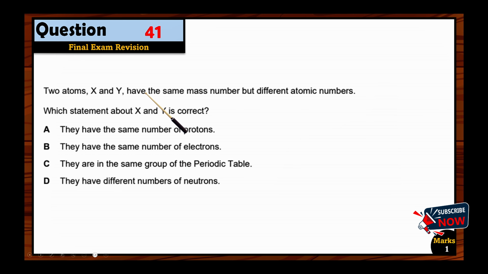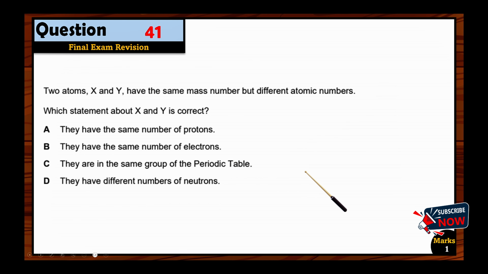Question 41. Two atoms X and Y have the same mass number, but different atomic number. Which statement about X and Y is correct? So now let's see, if they have different atomic numbers, it means they have different numbers of protons. So the first option is rejected. Second, they have the same number of electrons. That's also wrong because proton number is always equal to electron number. If atomic number is not the same, it means the electron number is also not the same.